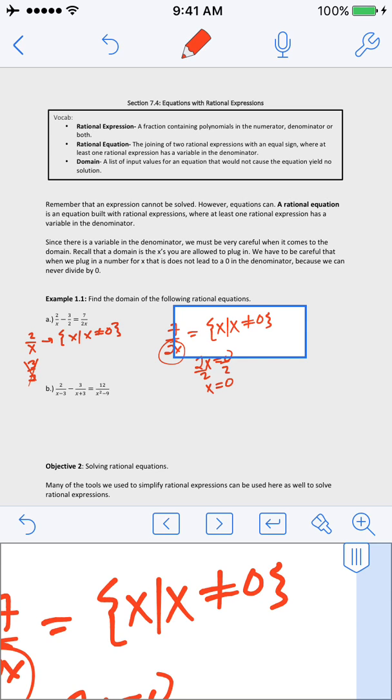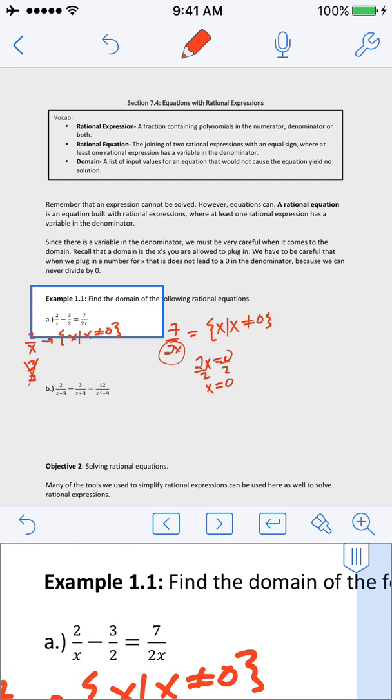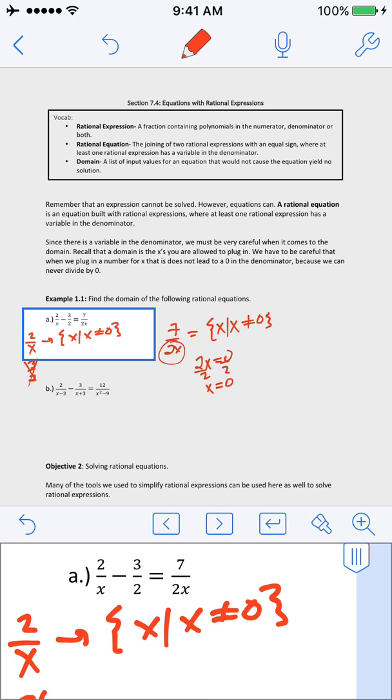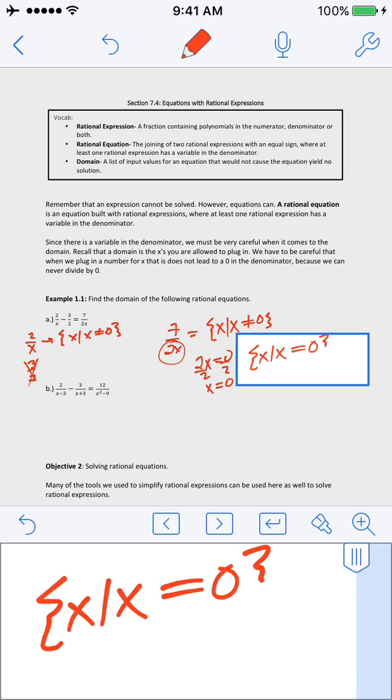And so we have the 2 potential domains here. The domain of the whole equation is going to be both of these combined together. Since they're exactly the same, our whole domain is x such that x does not equal 0. In other words, we can plug in anything we want except 0, because otherwise it would fail on both the first term and the last term.